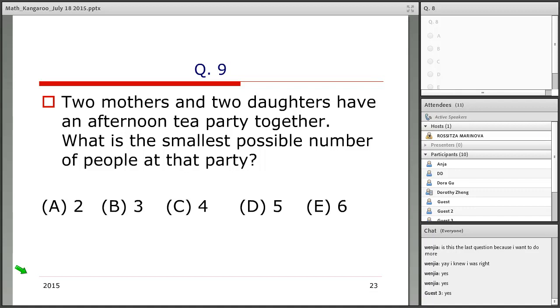Now, think about it. Do not rush to give the answer for this one. Think about it and make sure that you listen and read this word. What is the smallest, "smallest" is the keyword over here, smallest possible number of people at that party? The options were 2, 3, 4, 5, and 6. And whatever answer you get, make sure you have a proper explanation for it. You're not guessing any number. So, 2 mothers and 2 daughters.